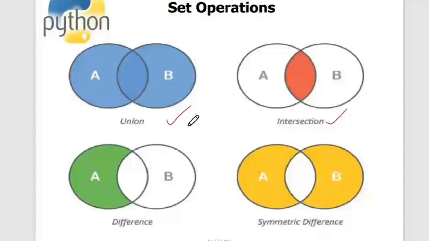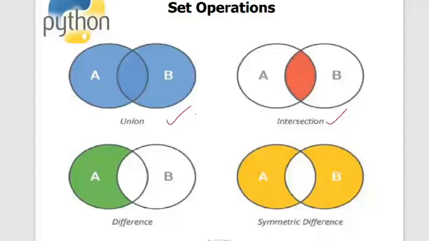What's the outcome of difference? It gives only A's part, ma'am. A minus B. Only elements in A, not even the common ones. What is symmetric difference? I'll be getting the elements which are only in A and only in B, not even the common ones. So these are the four operations. We'll see this with an example.